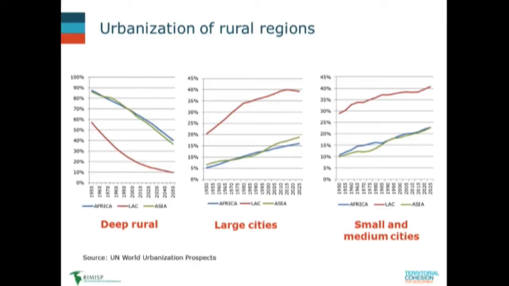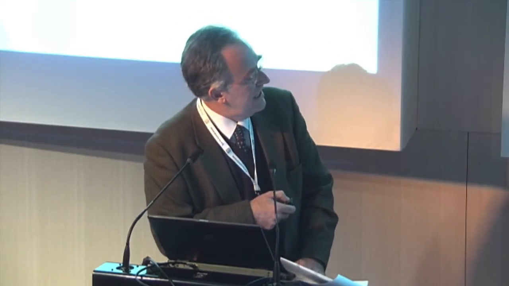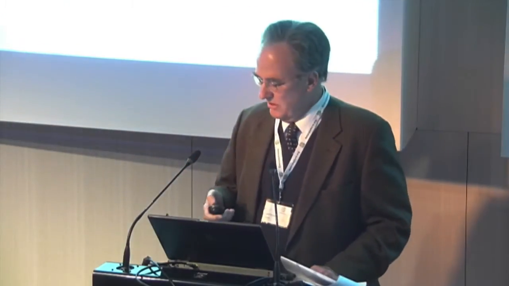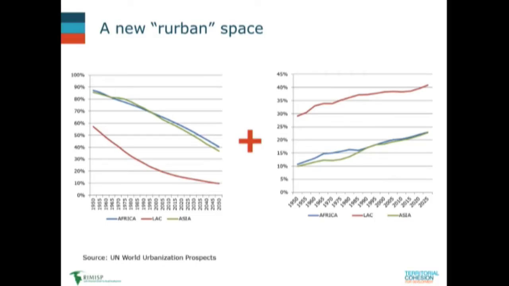In the middle, you see the rise of the very large cities, places with more than 500,000, 700,000 people. What you see in Latin America is that this increase has plateaued, the same as in Europe, the same as in the United States, the same as in Australia, the same as in Japan. So the deep rural is falling, the large cities are stable. Who is growing? This so-called missing middle, the small and medium provincial towns. So we have a new rural urban space, rurban, as we say in Latin America, right? It's this mix of towns and small cities and the rural hinterland.